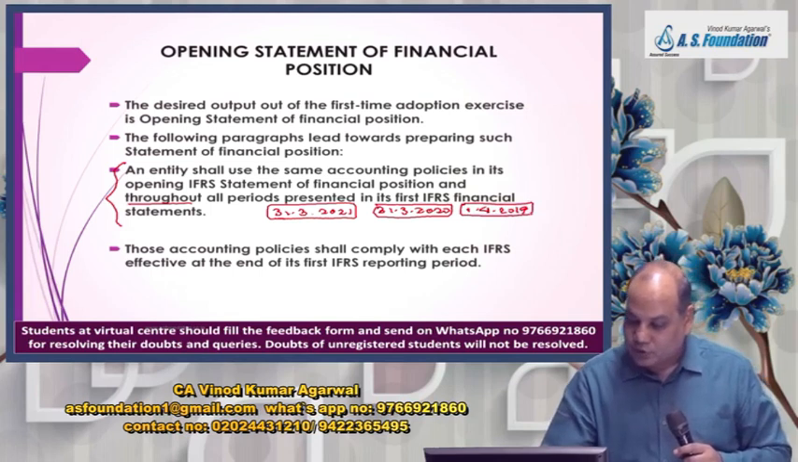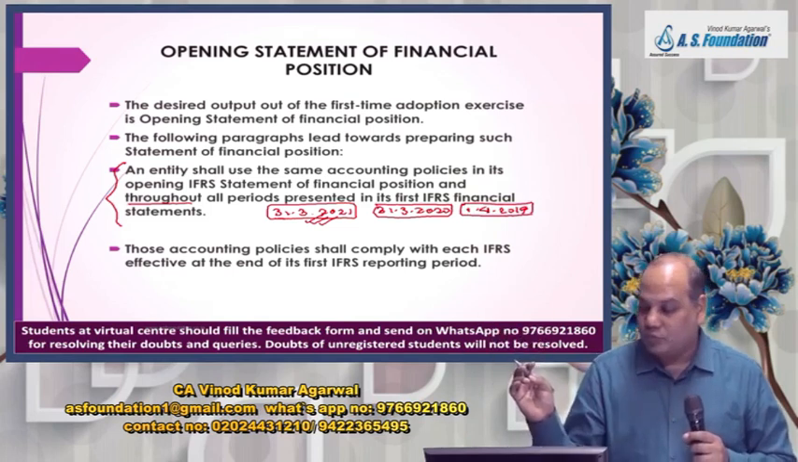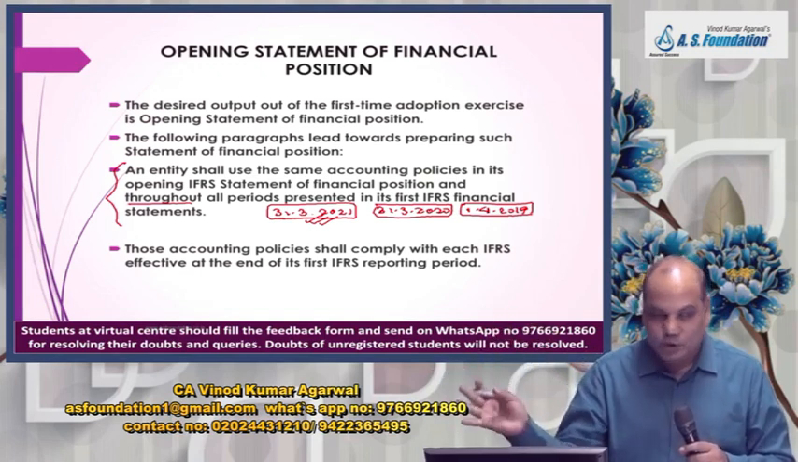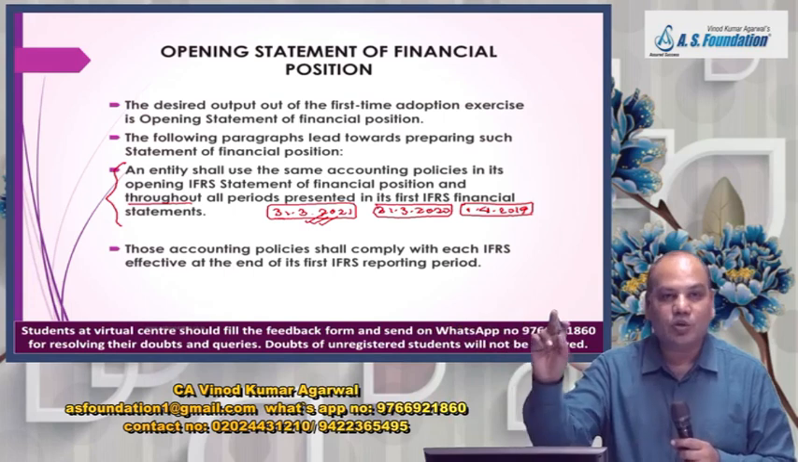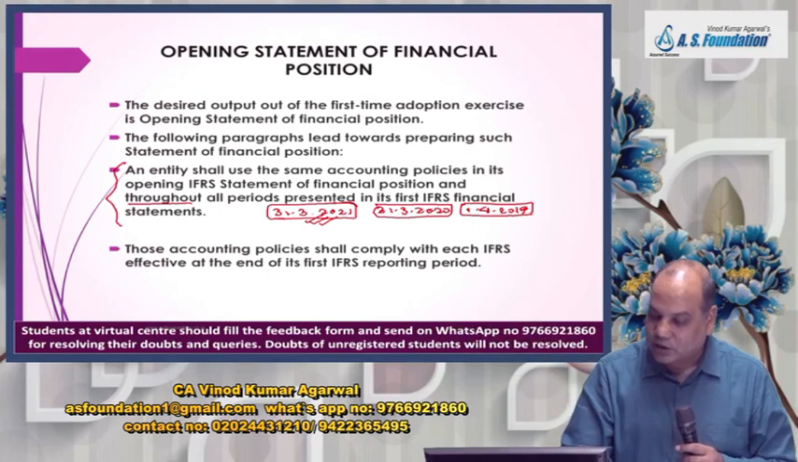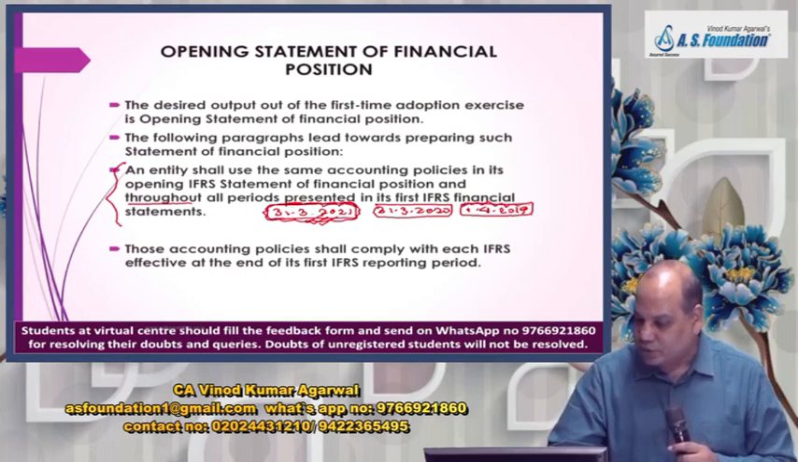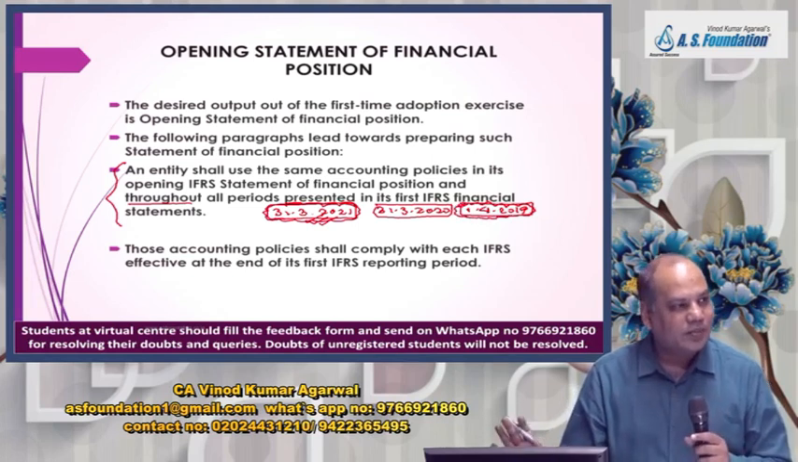Okay. First you check what accounting policies are applicable on this date, not on 1/4/19, because after 1/4/19 there might have been some amendment in IFRS. Some new IFRS may have been issued. Some old IFRS may have been deleted. So don't look at which IFRS were applicable on 1/4/19. Look at which IFRS and provisions are applicable on this date. And using the same accounting principles, you will prepare the opening SOFP so that all periods are comparable, right?